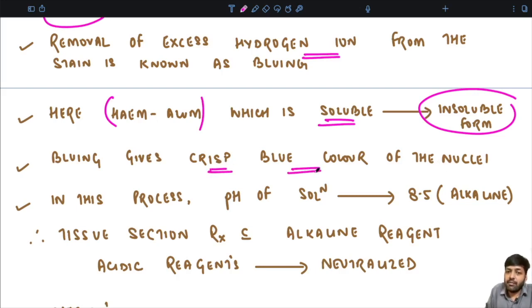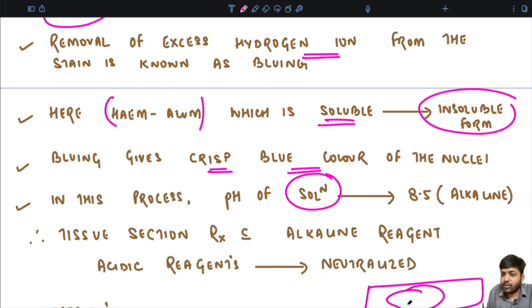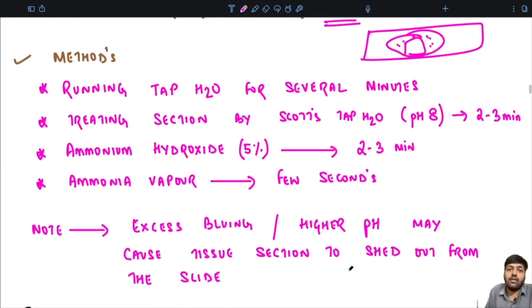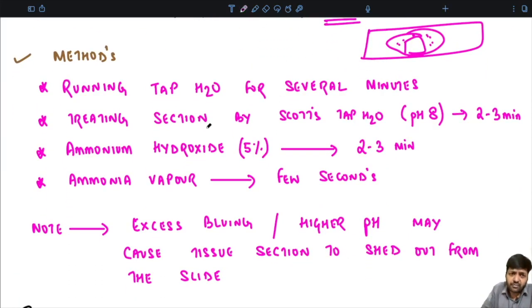In this process, remember the pH of the staining solution. For example, here we are carrying out the staining, so we have kept some solution on top of this particular tissue. The pH of this solution which is staining the tissue is made alkaline, approximately pH 8.5. Therefore, when the tissue section is treated with the alkaline reagent, whatever acidic reagents are there from staining get neutralized in the process. So how are we carrying out this bluing process? Let me show you.